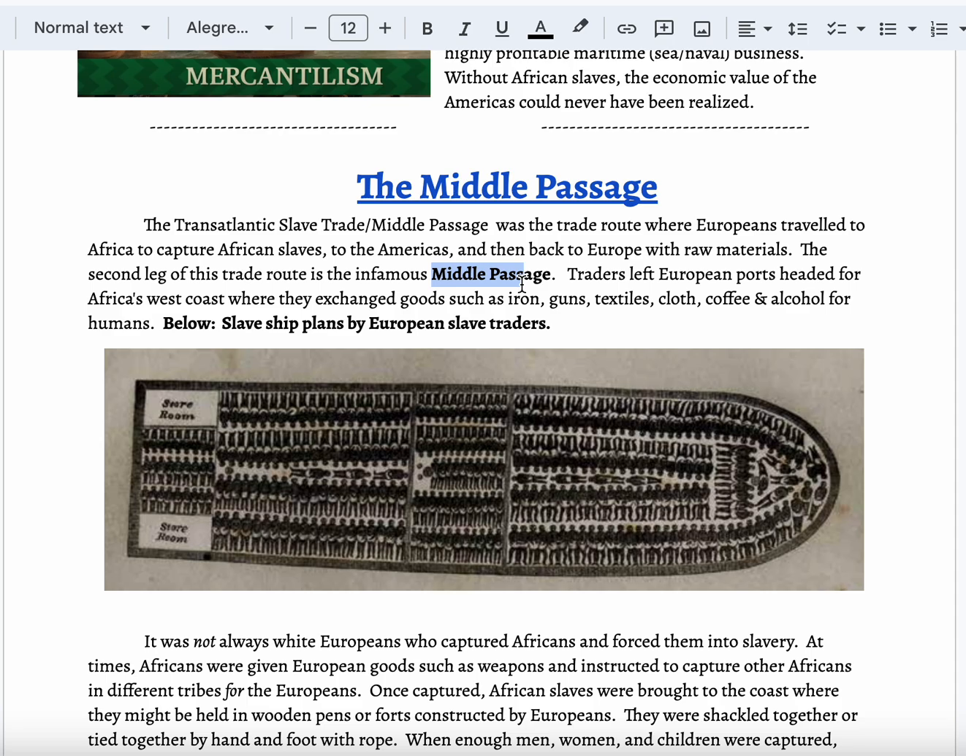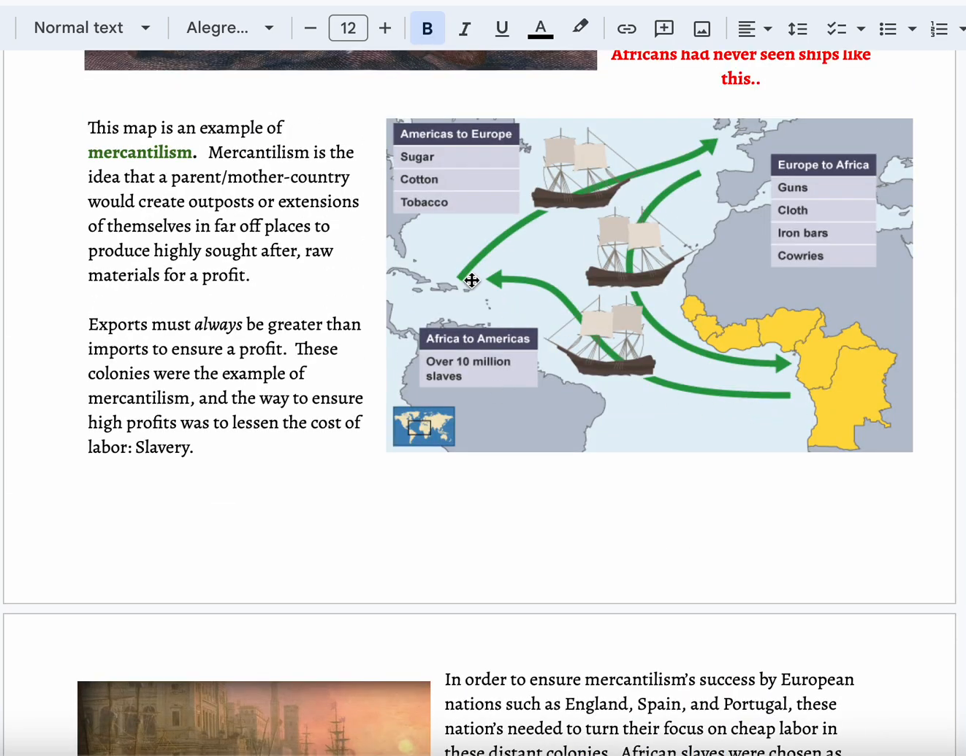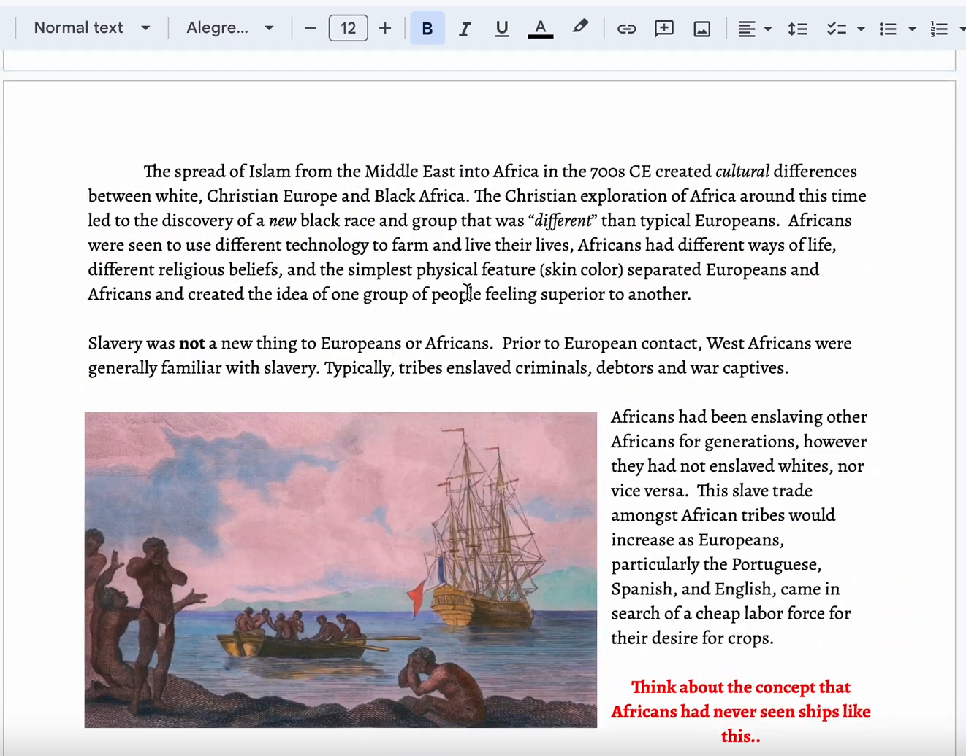The Middle Passage is the route that goes from Africa to the Western Hemisphere. Obviously it's the middle leg of the triangular trade, and it's the route that goes from Africa to North and South America, the Indies, or the Caribbean islands.